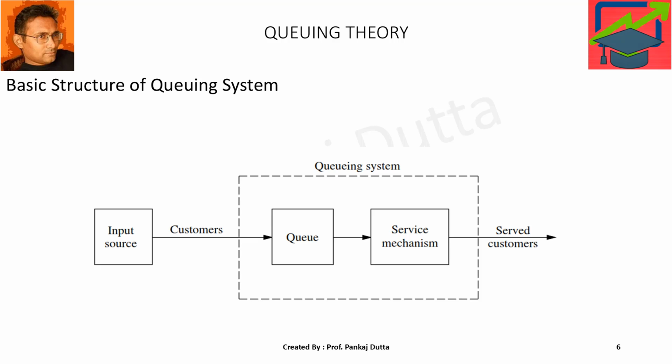So a basic queuing system can be described by its components. Mainly, input source, customers, queue, service mechanism, and the outgoing served customer.